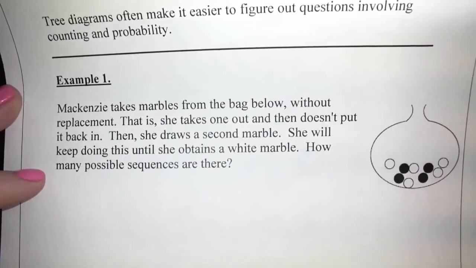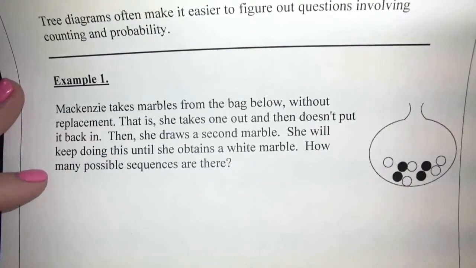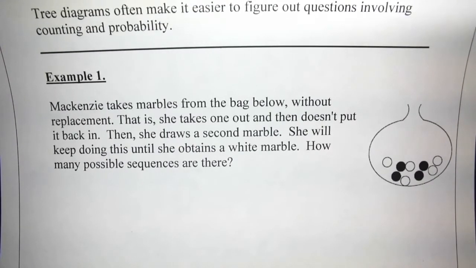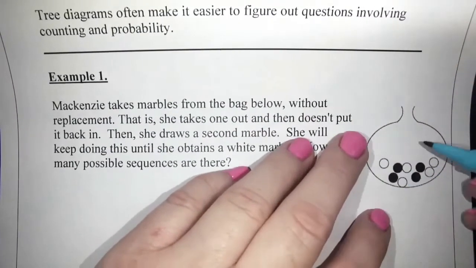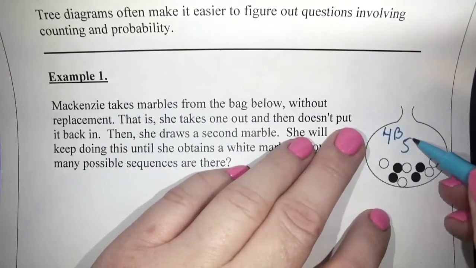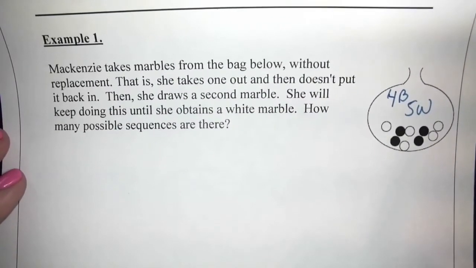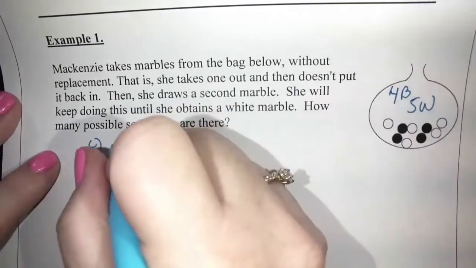It says, Example 1, Mackenzie takes marbles from a bag without replacement, so she's not putting them back in. Then she draws a second marble, and she'll keep doing this until she obtains a white marble. How many possible sequences are there? Okay, so what I want to look at is how many marbles does she have here? She has 1, 2, 3, 4 black and 1, 2, 3, 4, 5 white. So you don't need to write the question down. Just write down that you have 4 black and 5 white. And the key is that she keeps going until you get a white.